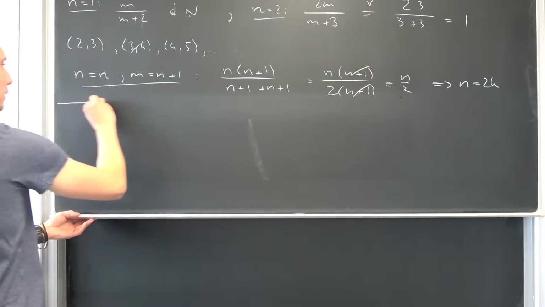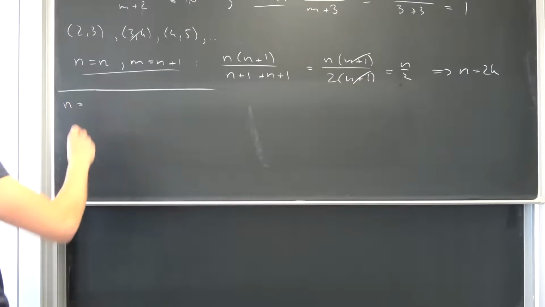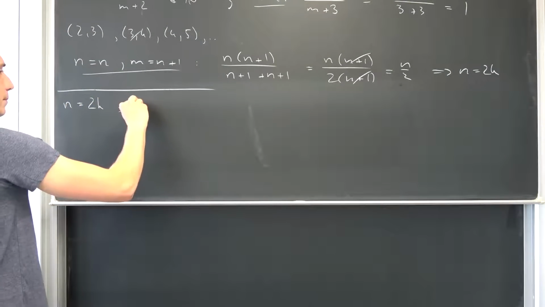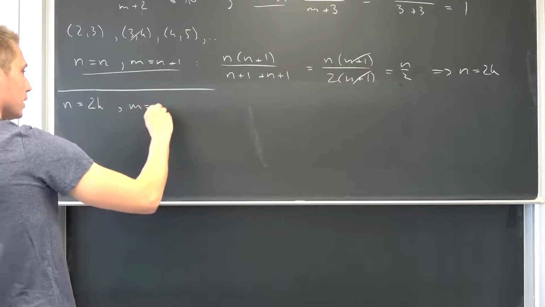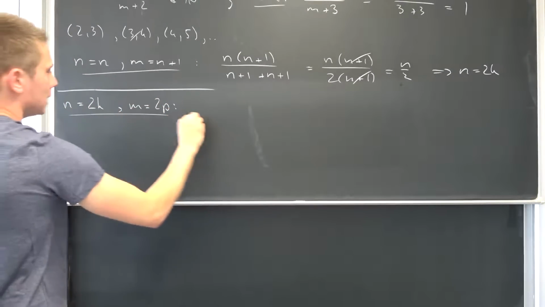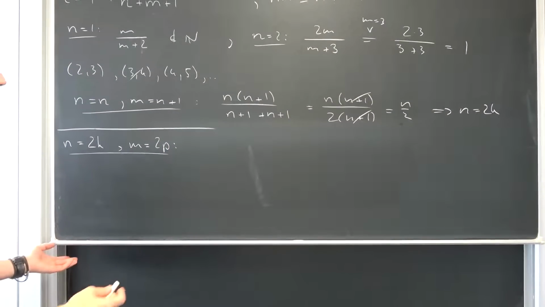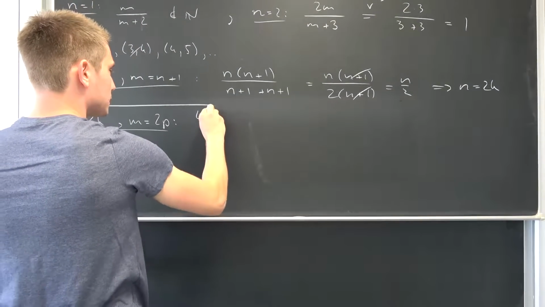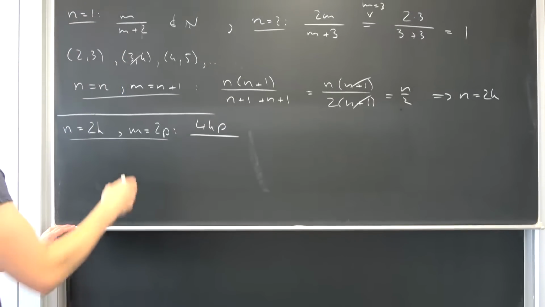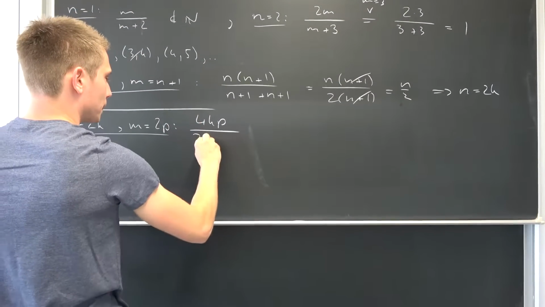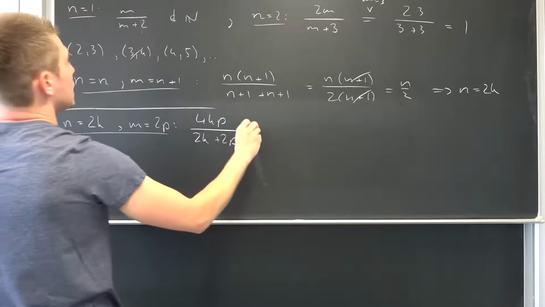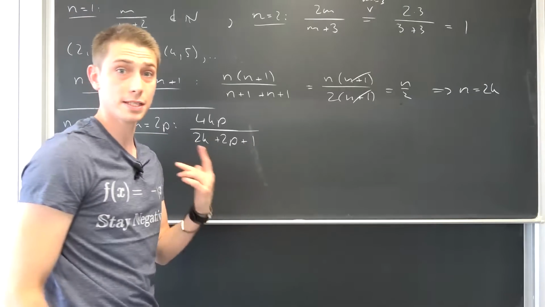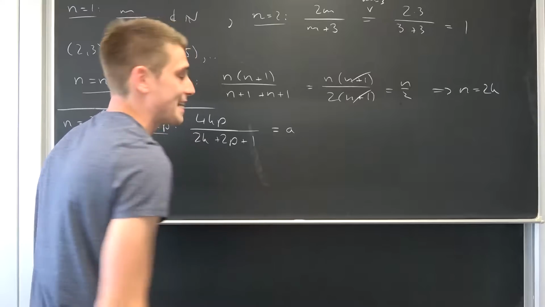Now, we want n to be even this time, okay? This is one of the other cases, so 2 times k. And we want m to be also even. This is what we have now, so 2 times p. I'm doing this because it's a bit faster. If we take a look at that, we are going to get 4 times k times p over 2 times k plus 2 times p plus 1. And we want this to be an element of natural numbers, meaning we want this to be equal to some a.